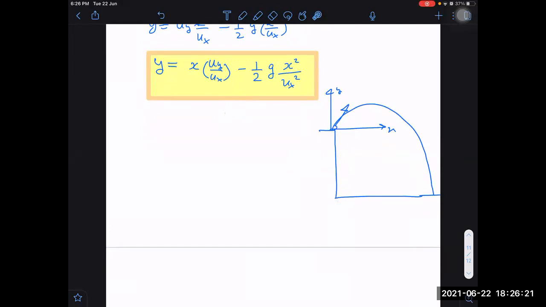It will remain the same as long as the point of projection is the origin, and x is the horizontal axis and y is the vertical axis. So when will this be valid? What are the conditions? Number 1: the point of projection should be the origin.